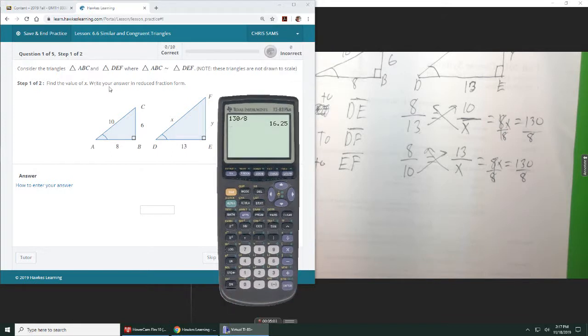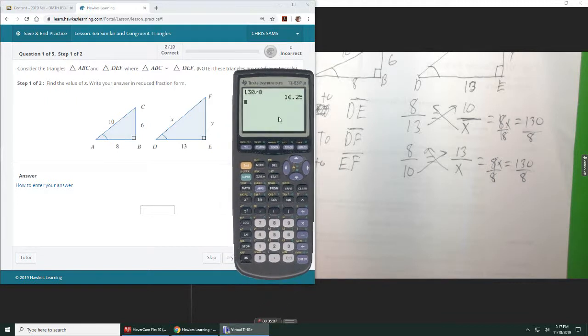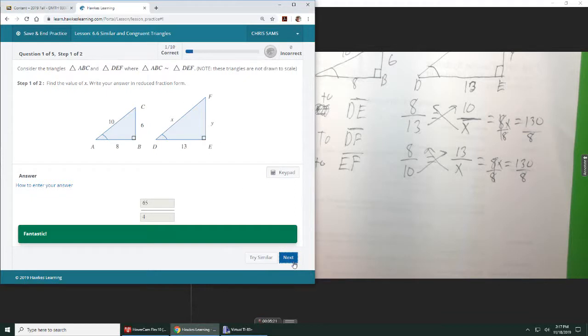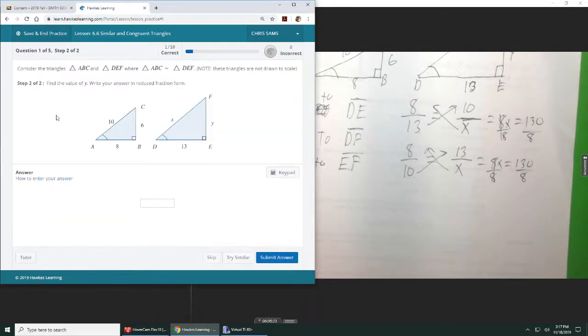And it says, write your answer in reduced fraction form. Okay, so I don't want to do this. So I'm going to hit math, enter, convert this to a fraction. So 65 divided by 4. That is x.